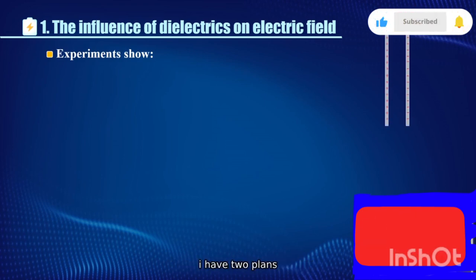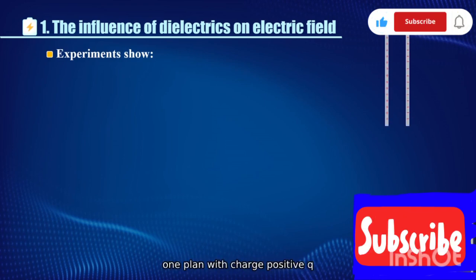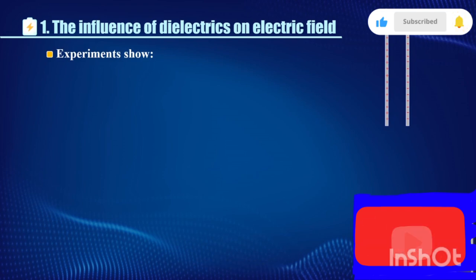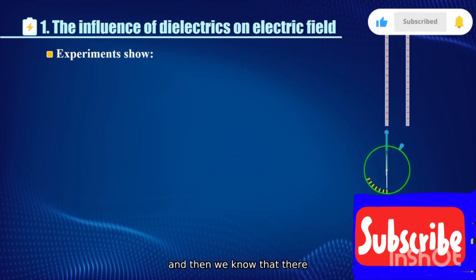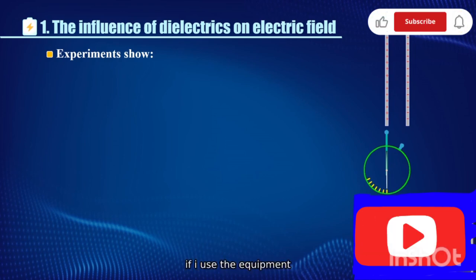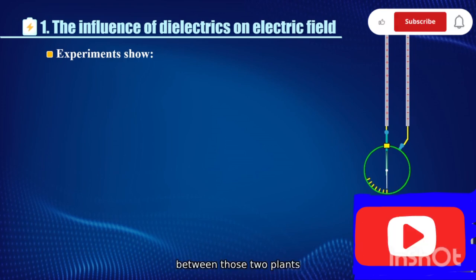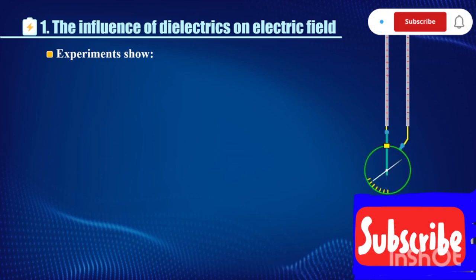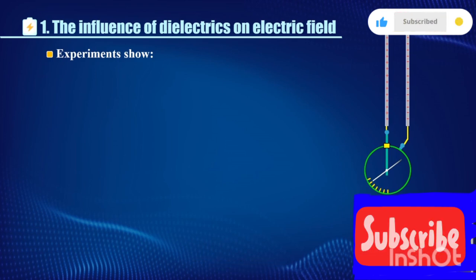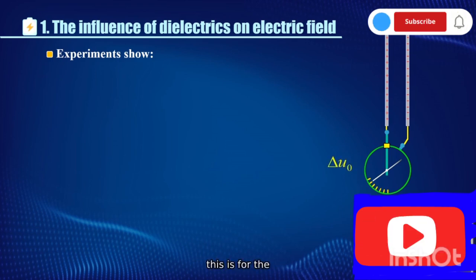Consider I have two planes, one plane with charge positive Q and another plane with negative Q. Then we know that there should be a constant electric field in between them. If I use equipment to measure the electric field in between them, say I can measure the voltage between those two planes, and then we will have a voltage measurement. And this is for the vacuum situation.